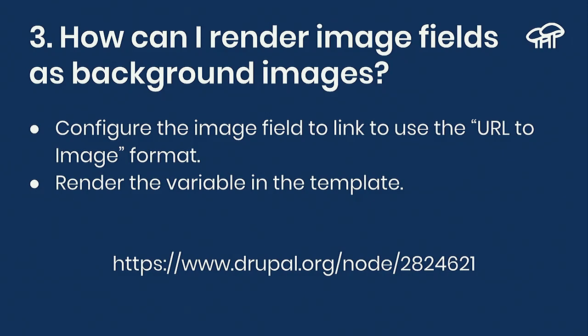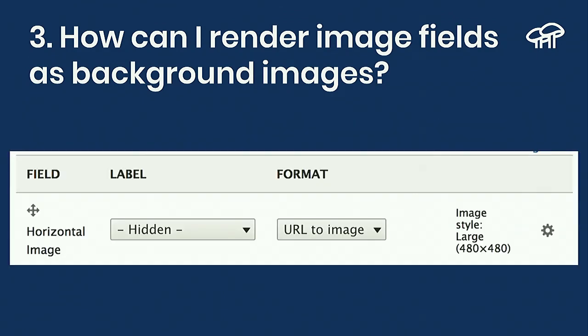Recipe number 3, how can I render an image field as a background image? So this recipe applies from Drupal 8.3 onwards. In the past, we needed to use an extra module, but because we are about to release Drupal 8.4, I don't see the need to explain the old method. In the new method, when you go to the manage display configuration for the view mode, you now have a new formatter that says URL to image for the image field. And then you simply render the variable itself.